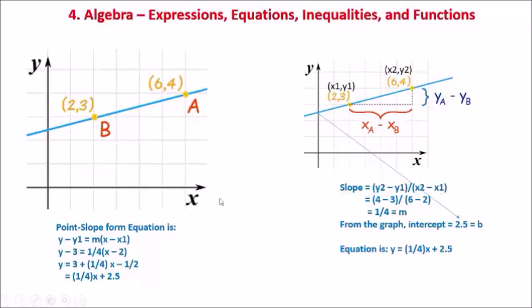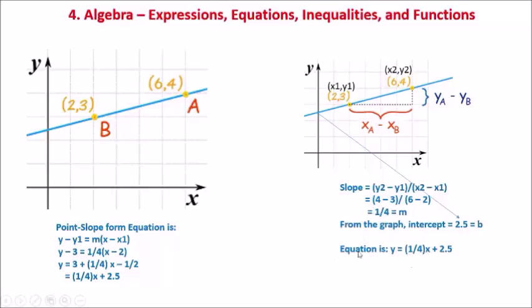So in this case, the difference between the two y coordinates, 4 minus 3, on the top. On the bottom, the difference between the x coordinates, 6 minus 2, that's 4. So the slope is 1 over 4. It's a very shallow line, so you expect a small slope, only 1/4. Then by looking at the picture, you know that the intercept is 2.5. So now you know the slope m equals 1/4, intercept b equals 2.5.